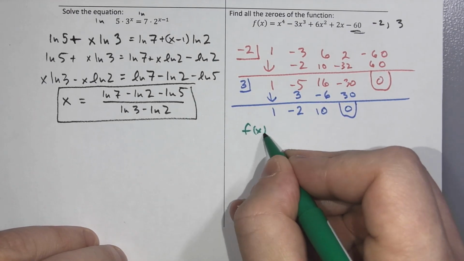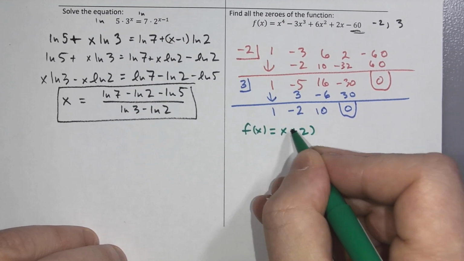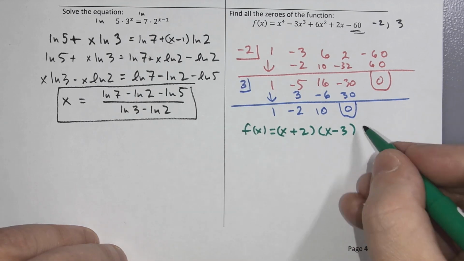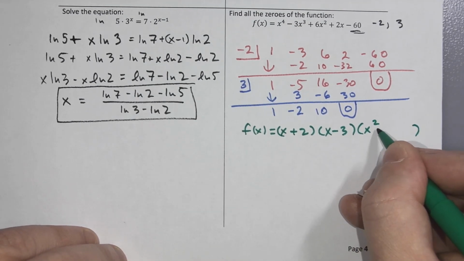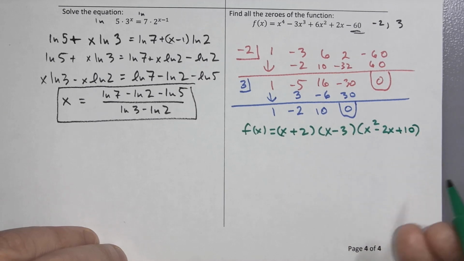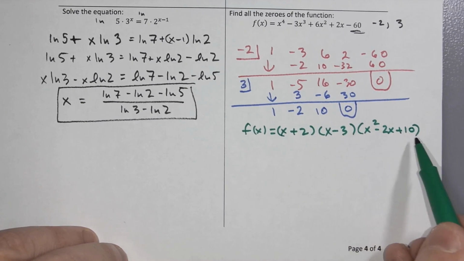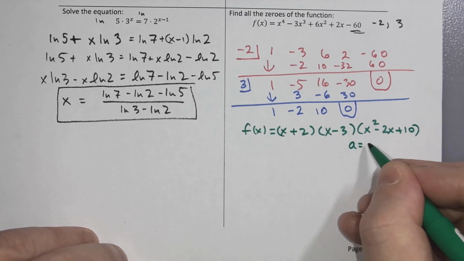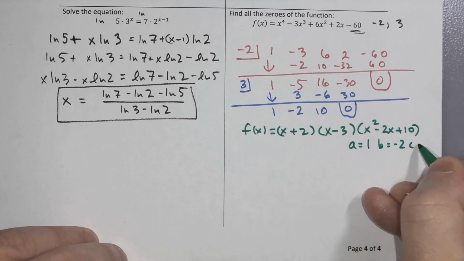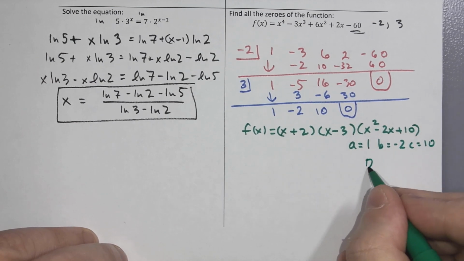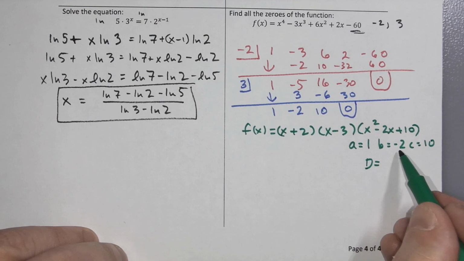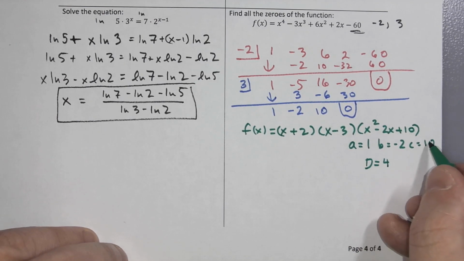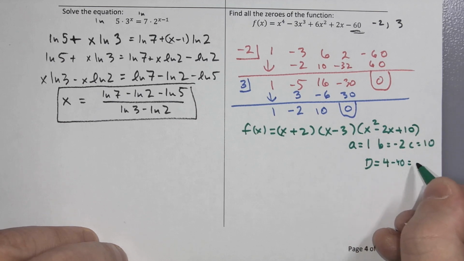And so we end up getting the root, or let's factor this now. So f of x looks like it's going to be x plus 2 times x minus 3, x plus 2 from here, x minus 3 from here, and then our residual, which is x squared minus 2x plus 10. I can't factor that nicely, so we'll just break out the quadratic formula. a equals 1, b equals -2, c equals 10. So the discriminant is b squared, which is 4, minus 4 times 10 times 1, so minus 40.